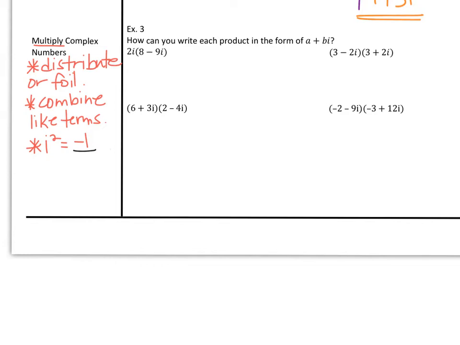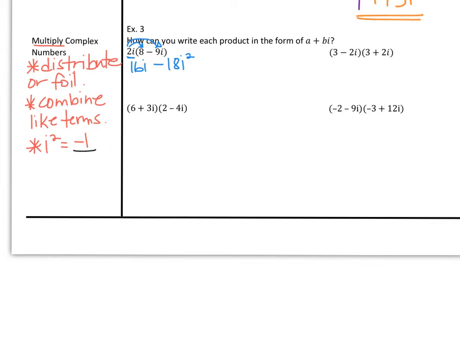In that first example, we have 2i out in front, and we want to multiply that into the 8 minus 9i. So we will distribute into both terms. 2i times 8 would just be 16i. So we treat i like a variable and we multiply our constants together. Minus 2i times 9i, well 2 times 9 is 18, and i times i would be i squared.